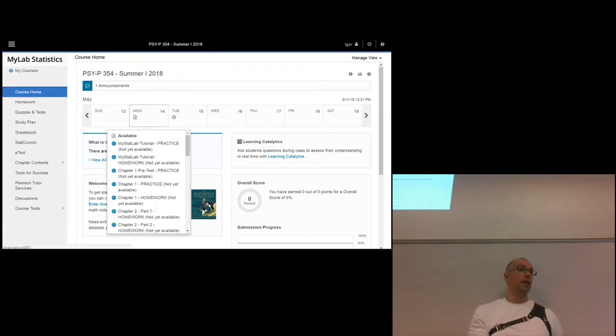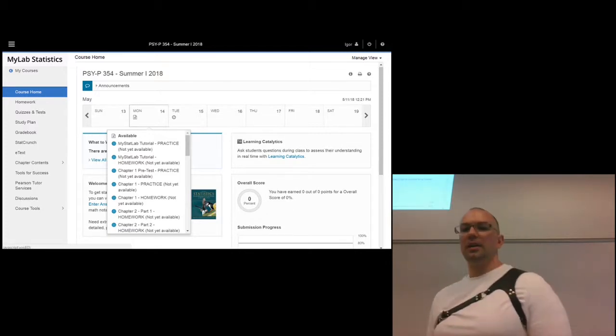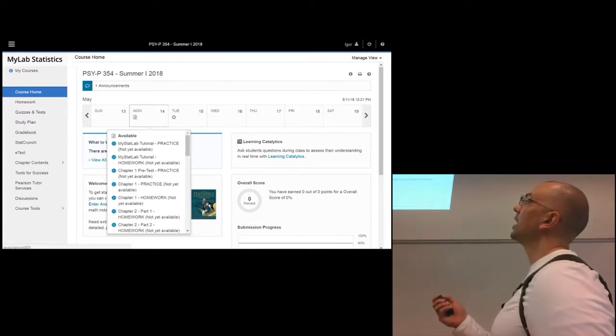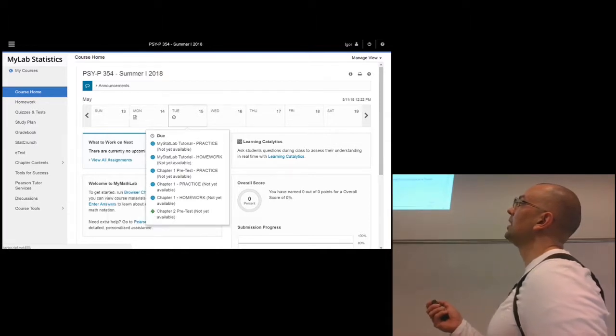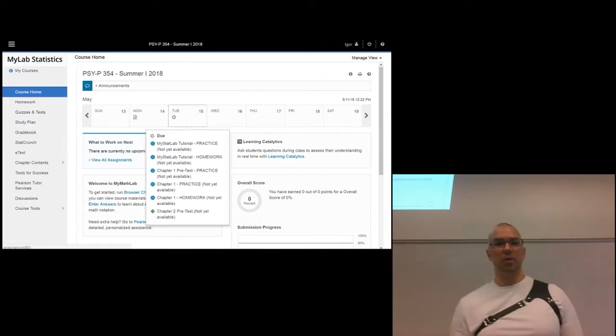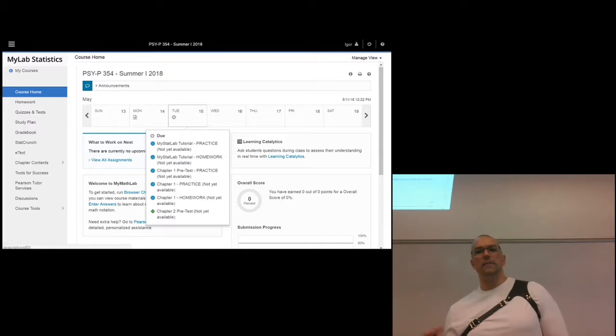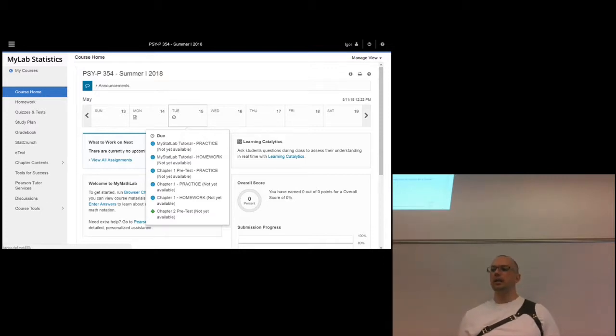So just be aware of when they're due, when they're coming up. You'll see little clocks like that indicating when something is due. Everything is already available. So make sure that you know how to navigate through MyLab. The first assignment that we have in this homework assignment that we have is like a MyLab tutorial, a couple of videos and just some questions I think that you can watch and get familiar with it.